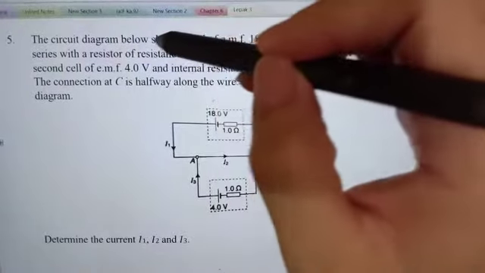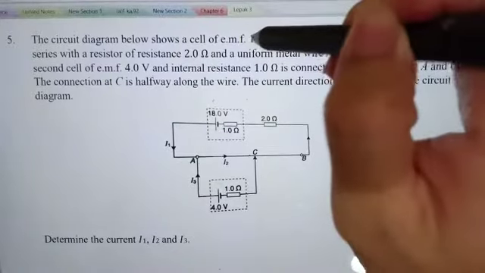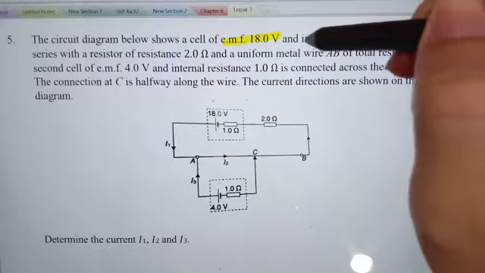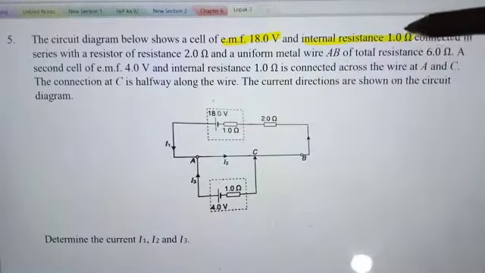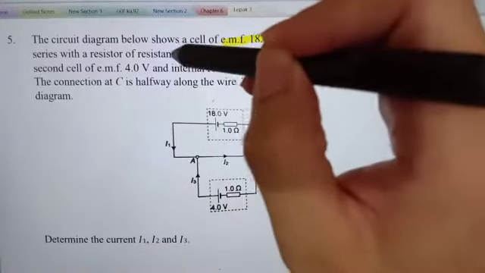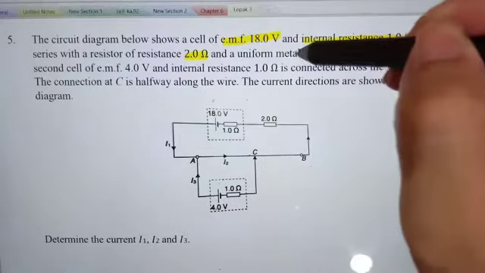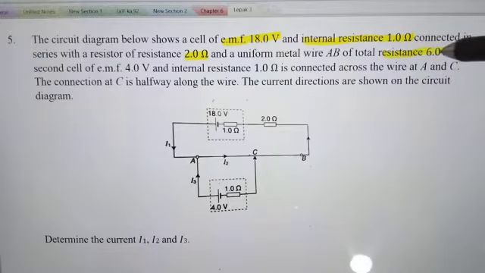The circuit diagram below shows a cell of EMF 18 volt and internal resistance of 1 ohm. This battery with its internal resistor is connected in series with a resistor of resistance 2 ohm, and a uniform metal wire AB of total resistance 6 ohm.